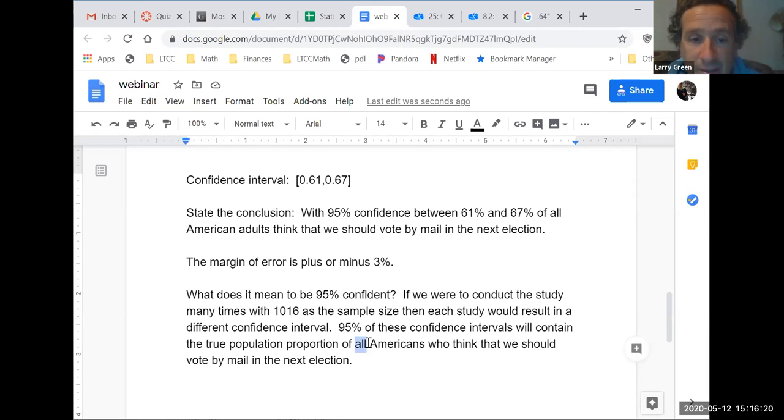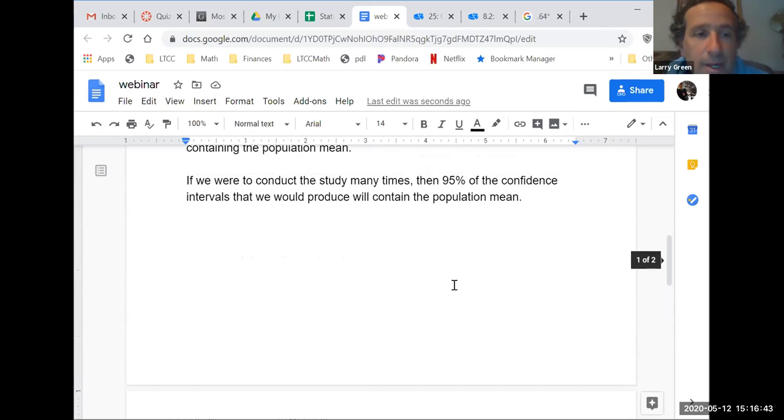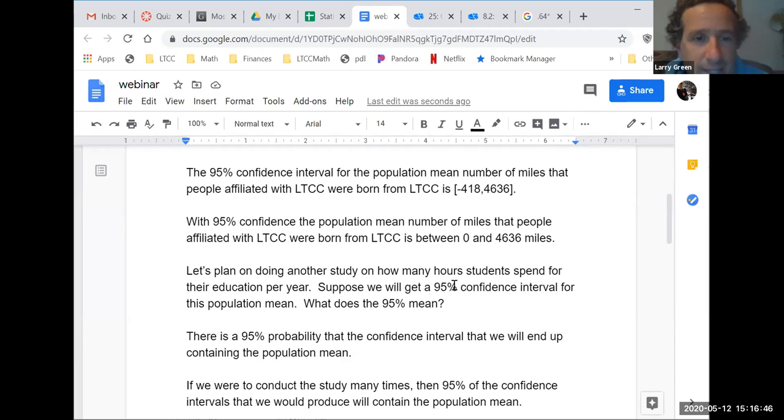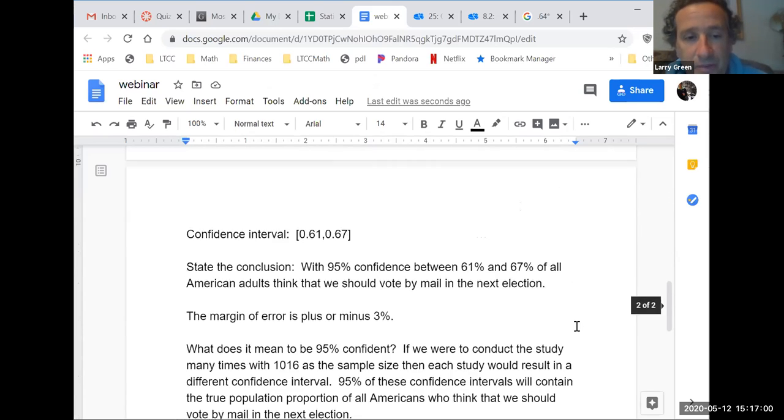I want to mention a couple things. This word all here, this word all here, we're talking about being confident for the population proportion, not the sample proportion. Sample proportion, we're 100% confident. We know what that was. But the population proportion, that's what we don't know, and that's what the confidence interval is about. Similarly, when we did the confidence interval here, it was about the population mean, not proportion, but mean, but definitely population. Any questions at all about confidence intervals?